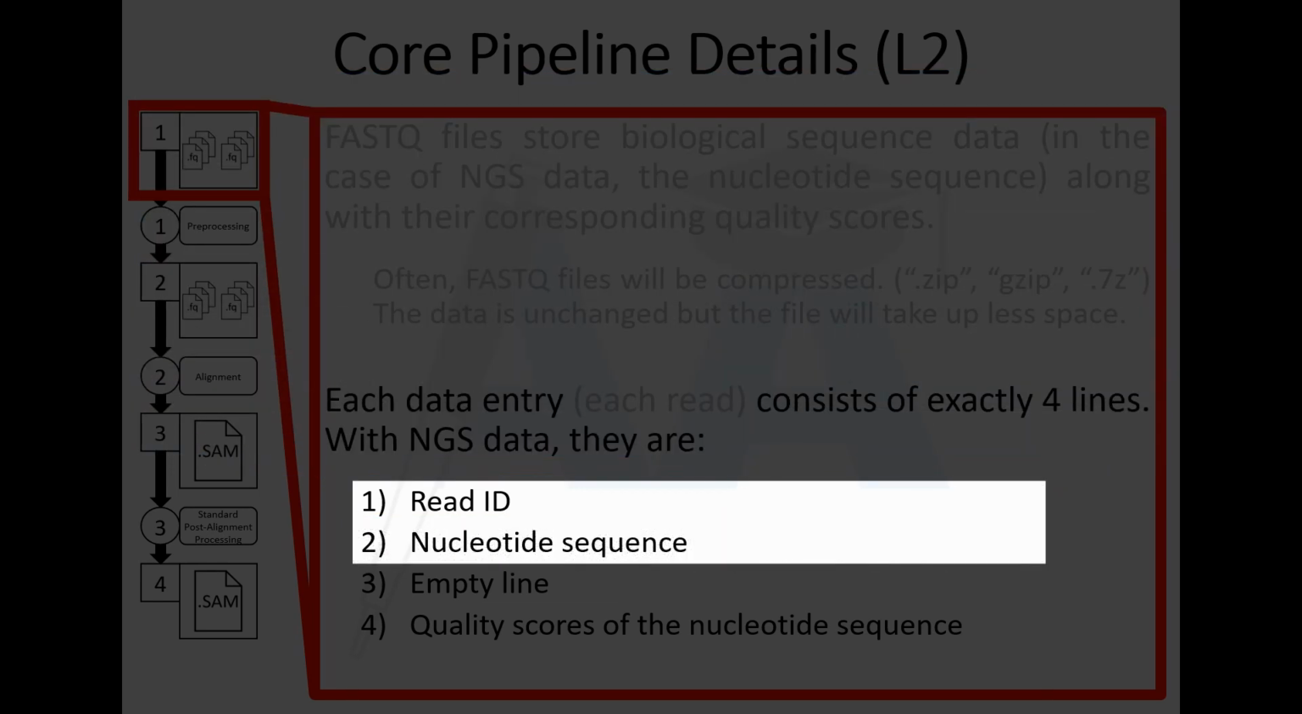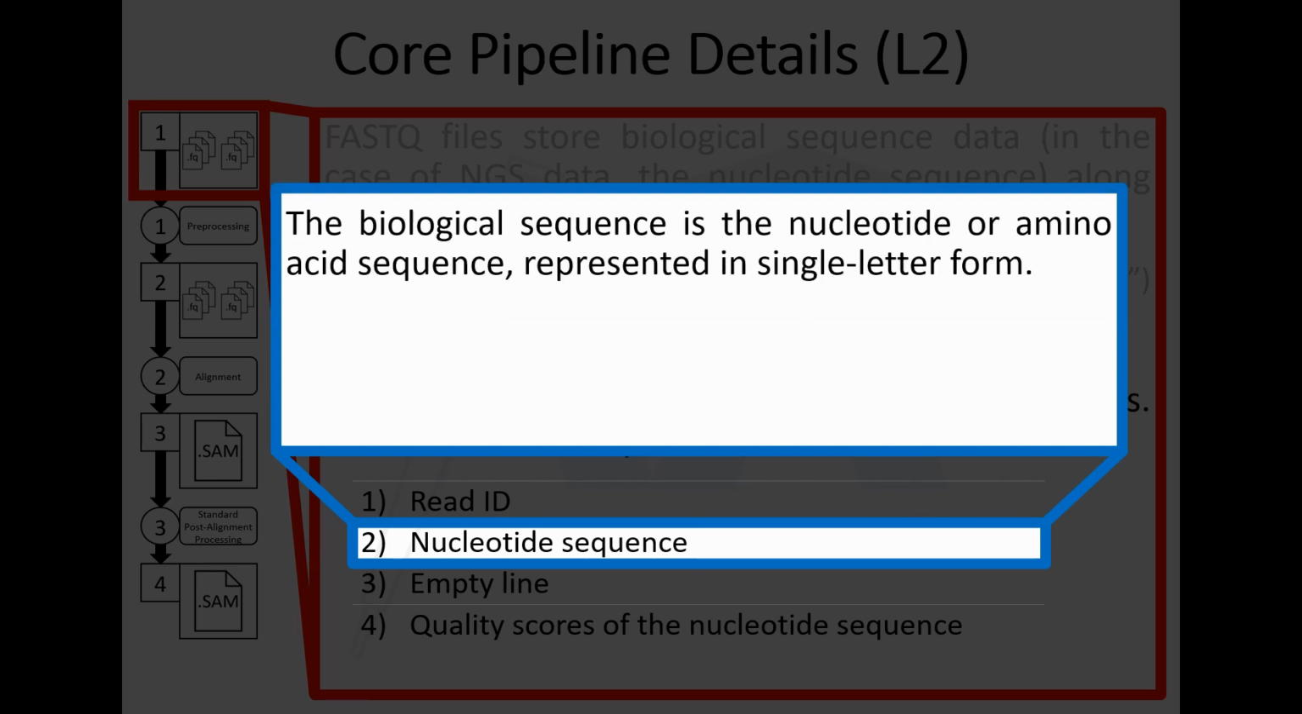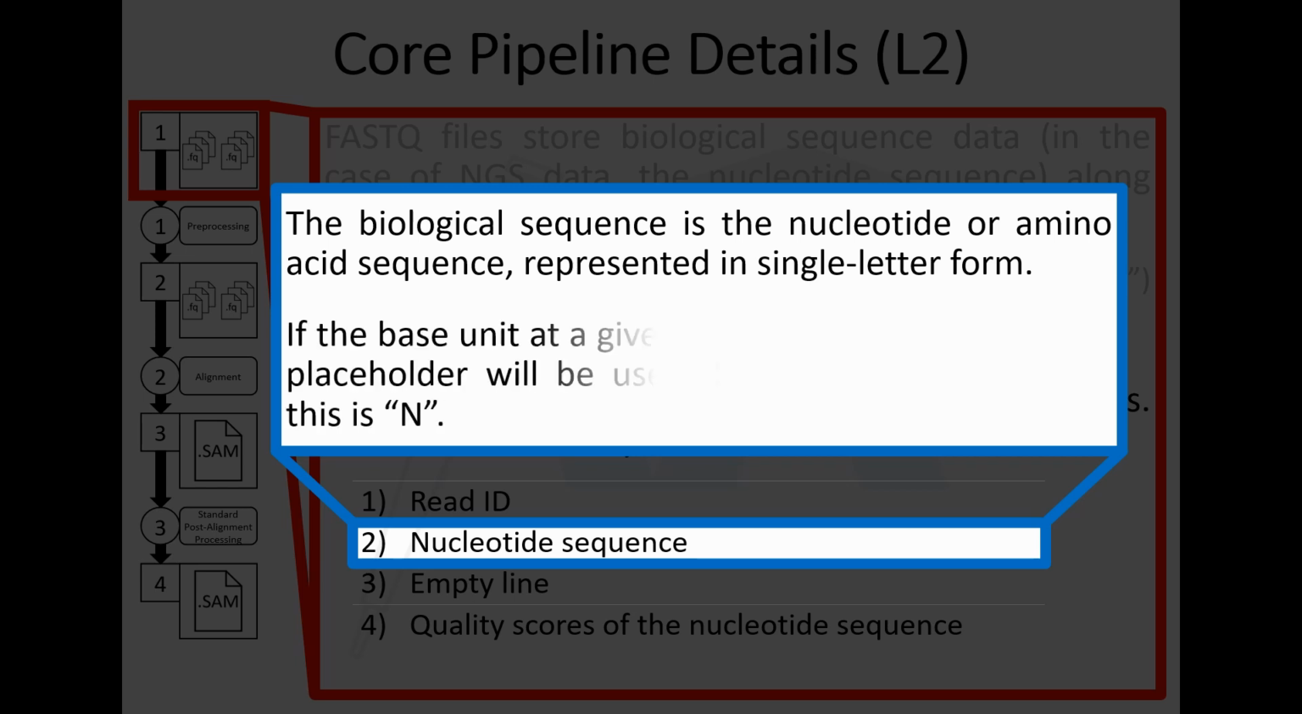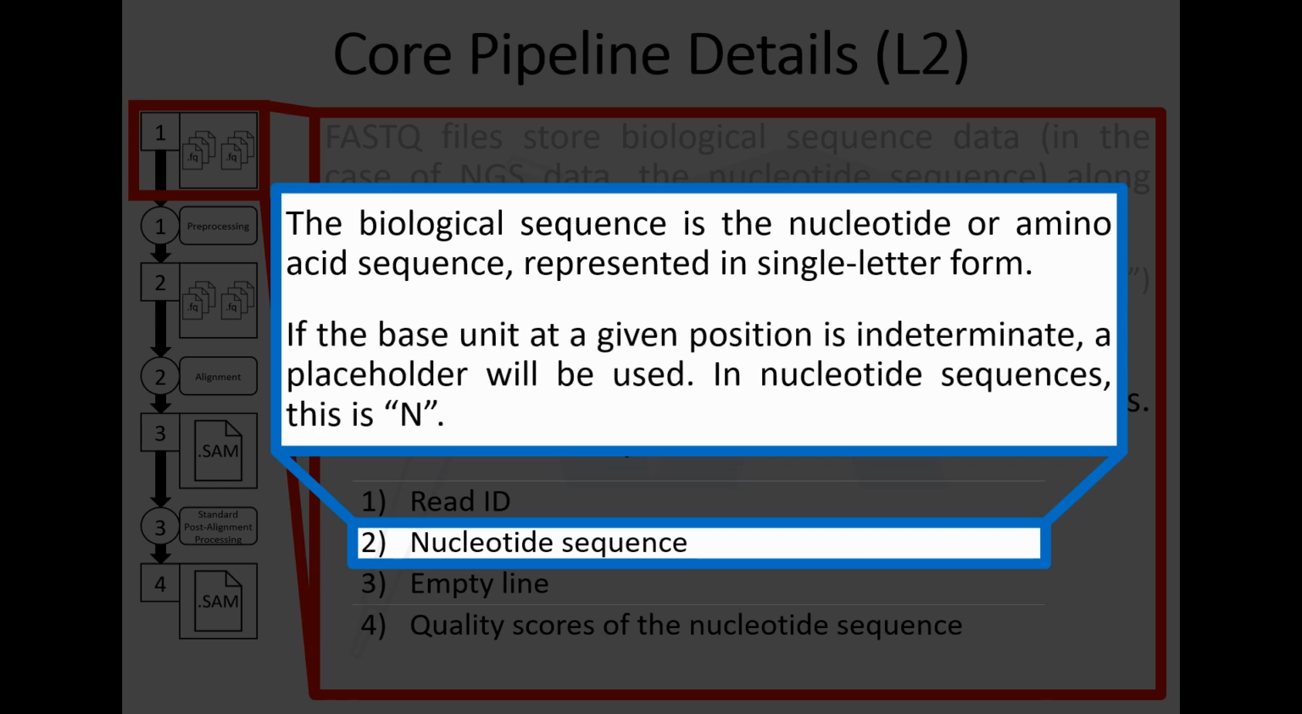The nucleotide sequence contained in the second line is fairly straightforward. It is a sequence of letters, with each letter corresponding to a nucleotide. A for adenosine, C for cytosine, G for guanine, and T for thymine. If the nucleotide at a given position is indeterminate, a placeholder will be used. For DNA sequences, this is typically an N.